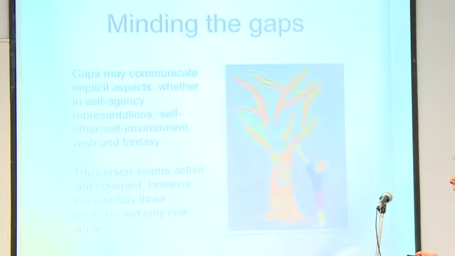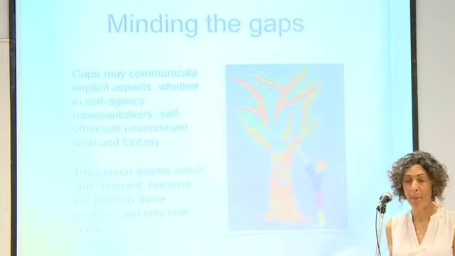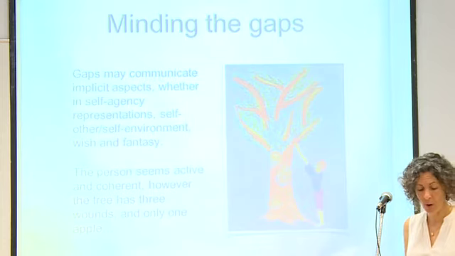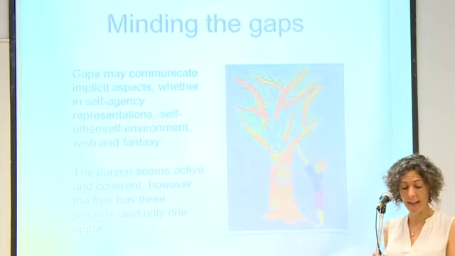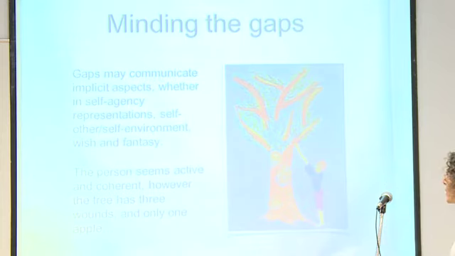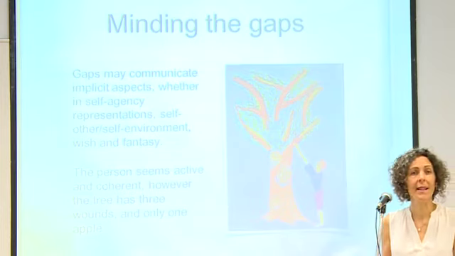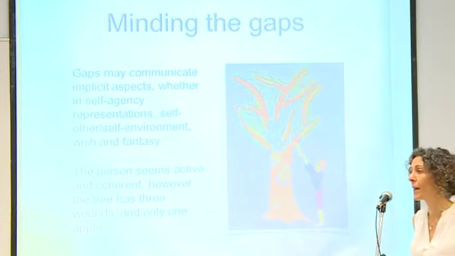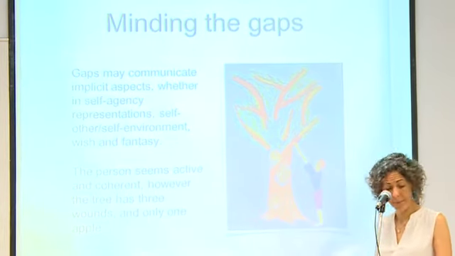We also recommend noticing gaps between main factors in PPAT drawings as communicating strained alliances in the client's world. For example, the person seems active, reaching the hand up, and also she has an apple in her hand. But the tree is wounded, and also it has only one apple. So these gaps also may communicate something about the client's inner world.